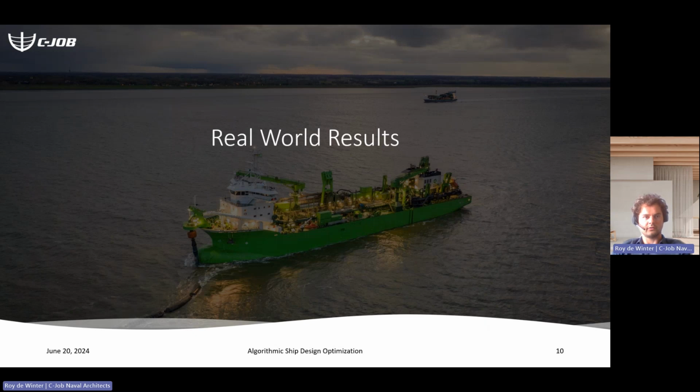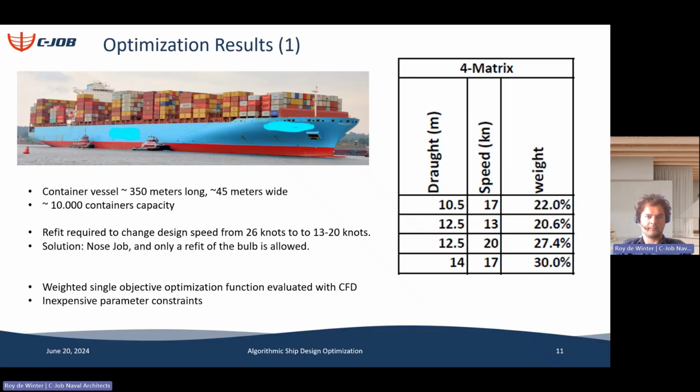So let's now go to the results of the real-world problems. The first case is a refit of a bulb of this container vessel. This container vessel has a capacity of approximately 10,000 containers. This vessel had a design speed of 26 knots, while it should sail between 13 and 20 knots. There are 4 conditions with different weights. This was done to save fuel and to emit less greenhouse gases.